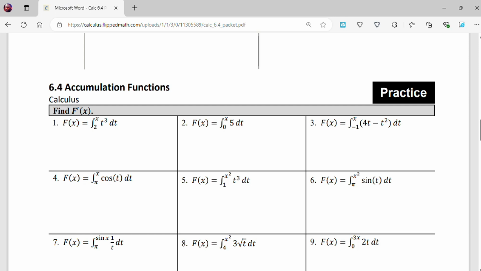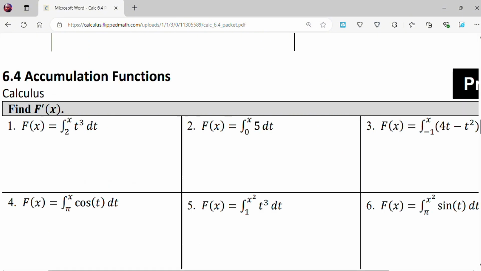This is Unit 6, Lesson 4, Accumulation Functions. So if you have a function as the integral from a to b where your upper limit is a function and your lower limit is a constant, then you can use the fundamental theorem of calculus. So let's check that out.